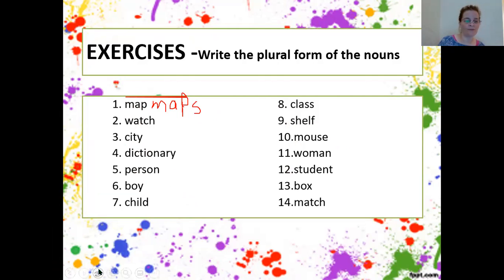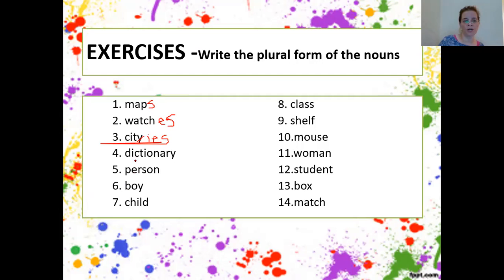So for the sake of speed, I'm just going to write just the end. So we have maps, S, okay? Watch, watch as. Okay, sorry for that. Okay, city, you're going to drop your Y and add I-E-S.